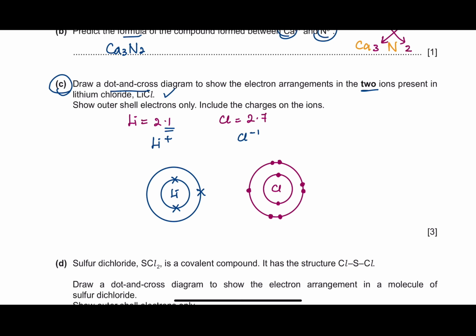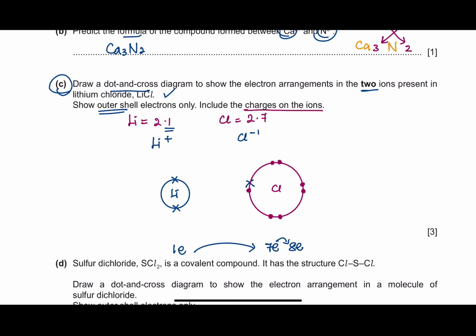However, each of them is not stable because lithium has only 1 electron on the outer shell, and it needs to get rid of it by donating it to chlorine, so that chlorine could receive 1 electron to become 8. So the electron on the outer shell of lithium would go to chlorine, and since the question is only asking you to draw the outer shell electrons, it's not necessary to draw the first shell of chlorine. So this is how your dot and cross diagram would look, but it's still incomplete because we have not written down the charges on the ions. Since lithium donated 1 electron, you will put a plus, and since chlorine received 1 electron, you will put a minus charge. This is how you get a complete 3 marks.